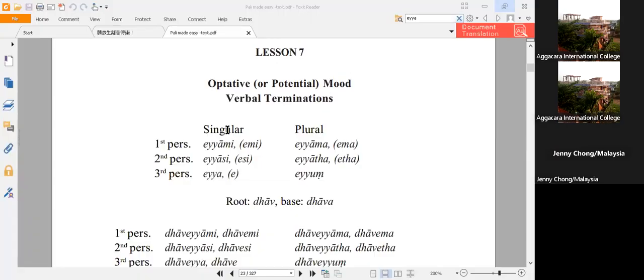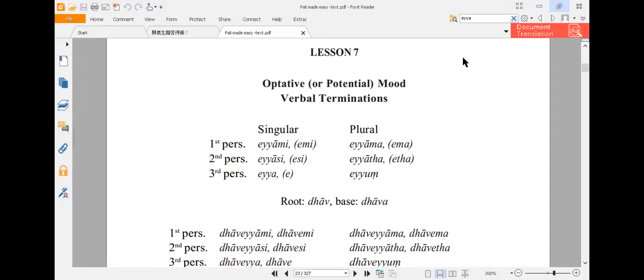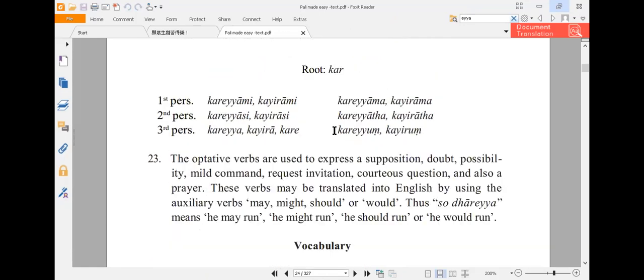All right. Okay, now we are on lesson 7. It's optative and potential. This means that it's not like present things; it means that something will take place. It just says maybe, it is possible. Normally we translate this as may, might, should, or would. For example, he may run, he might run, he should run, and would run.